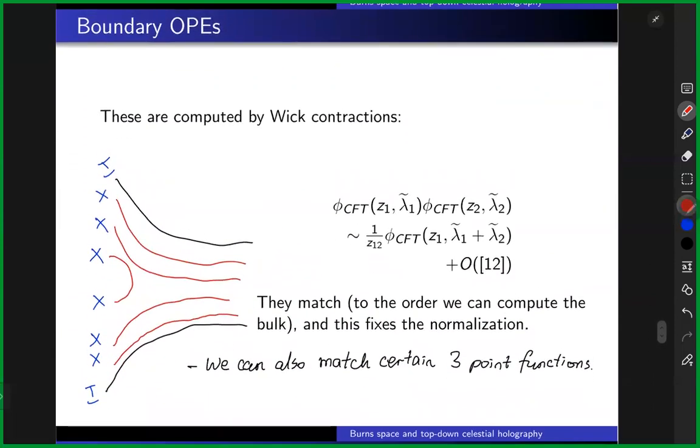Now, on the boundary side, it's completely trivial to do this. How do we compute the OPE? We just do a Wick contraction. And if you just eyeball it, you see it has the same structure. To the order we can compute it, which is one more order than I've written down, all the coefficients match beautifully. And to a certain order, we can also compute the 3-point functions.